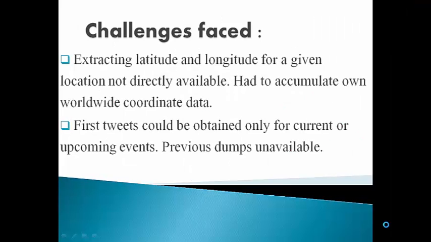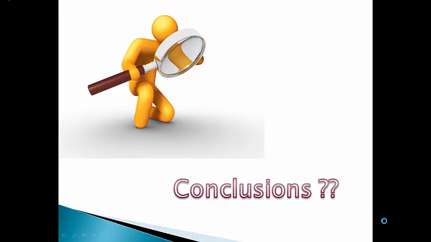The main challenges that we faced in implementation were extracting latitude and longitude for a given location directly. There wasn't any particular API available for this. So we had to accumulate our worldwide coordinate data and then use it. And first tweets could never be obtained from a dump of any previous event. So we had to always run our Python on an upcoming event. So from our implementation, what were the conclusions that we were able to draw? Or what were the questions that we were able to answer?